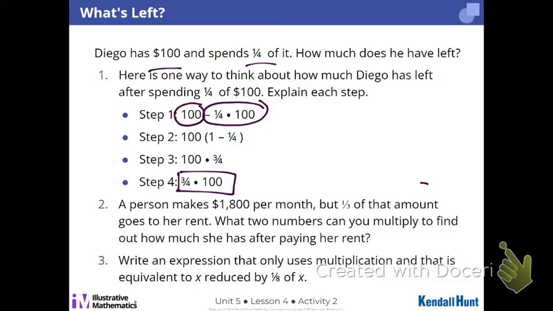Those terms have what factor in common? 100. So you can undo distribution, it's called factoring. So really what I'm saying is I can divide 100 out of each of those terms. If I divide out 100 and put it in front, what's 100 divided by 100? 1. And what's negative 1/4 times 100 divided by 100? Negative 1/4, which is right there. It's undoing the distribution that happened there.